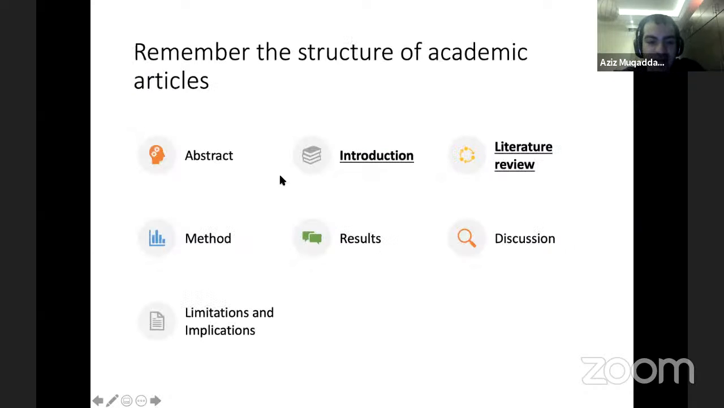empirical paradigm. So to remind you, academic papers have an abstract, introduction, literature review, method, results, discussions, and implications. This week we're going to focus on those two things, introduction and literature review.